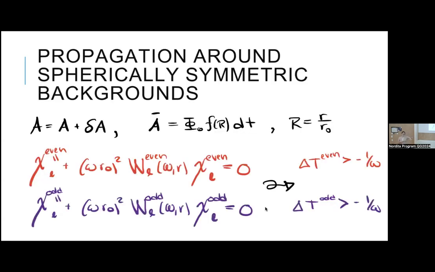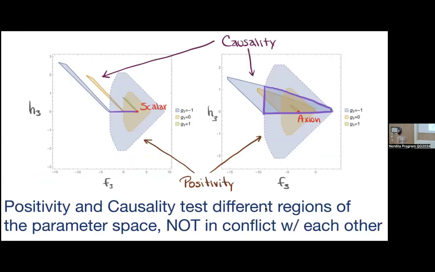Now you can again put a radial background, but you're going to have 2 modes. You're going to have an odd and an even mode, again, because this is a photon, but the idea is the same. You get Schrodinger-like equations. You get 2 different time delays, and now you want the bound from both time delays.